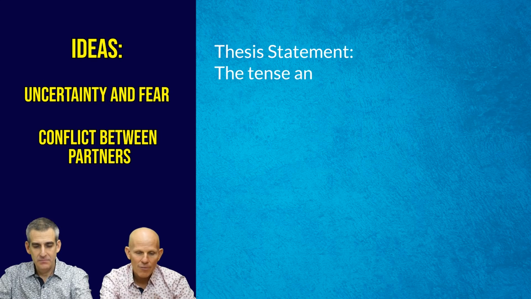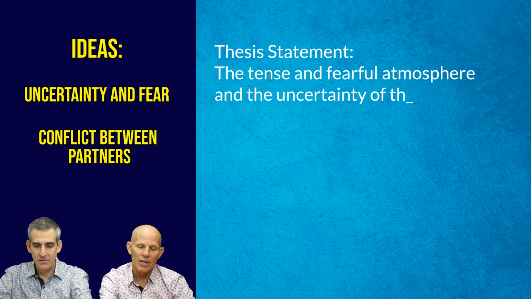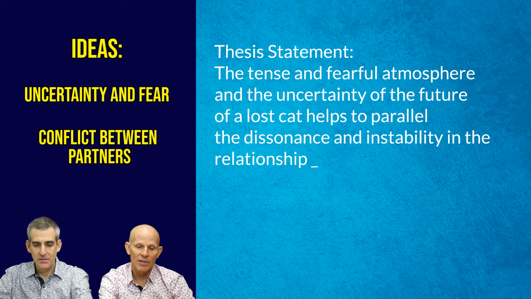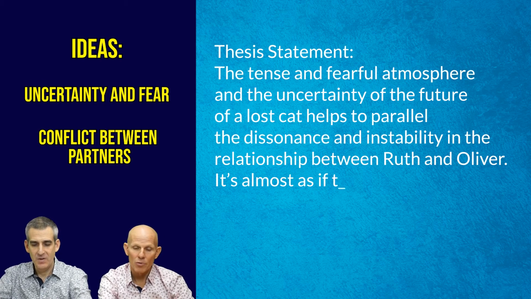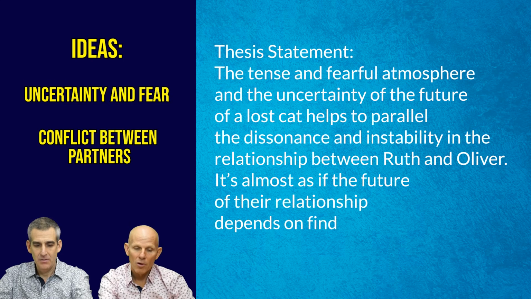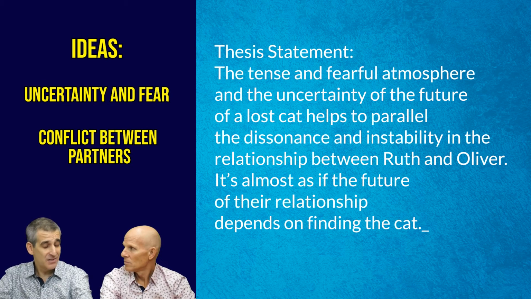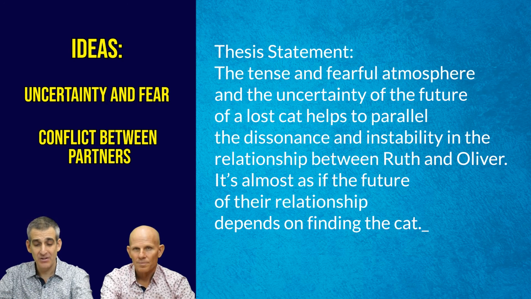The tense and fearful atmosphere and the uncertainty of the future of a lost cat helps to parallel the dissonance and instability in the relationship between Ruth and Oliver. It's almost as if the future of their relationship depends on finding the cat. Wow, Giles. I feel like, going through the SCASNI protocol and then arriving at this thesis, that has really informed us and helped us come to a better statement. What are some elements you like about the thesis?